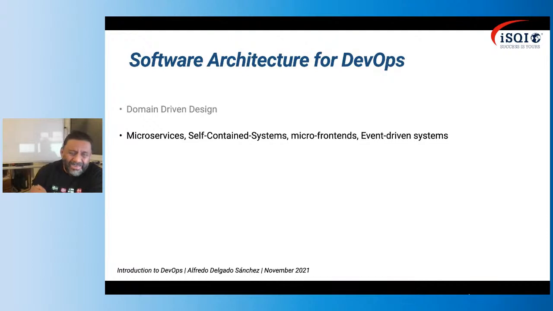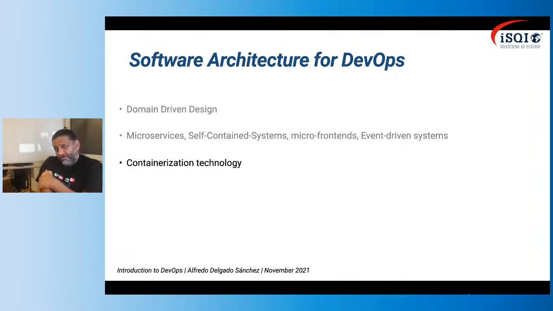Also, very related with domain-driven design and also with DevOps is the kind of architecture that you choose. One of the best fit architectures that we can use to implement DevOps is, for example, microservices, self-contained systems architecture, micro frontends, event-driven systems. And all these modern architectures are also very related with domain-driven design.